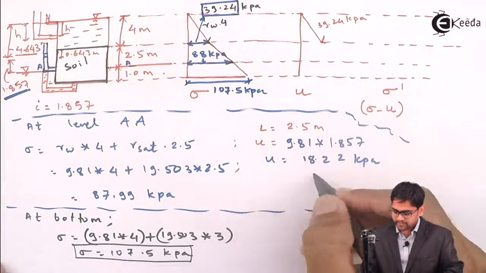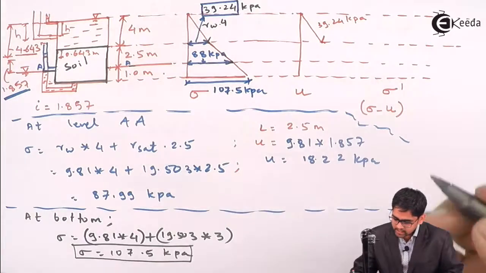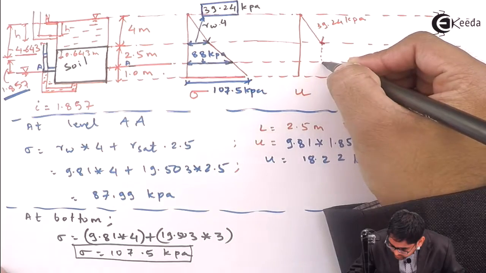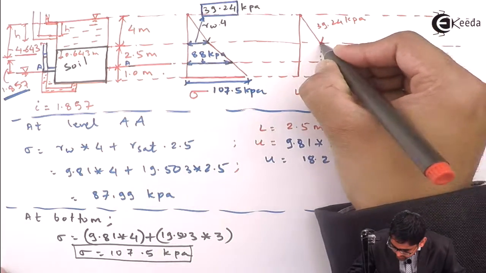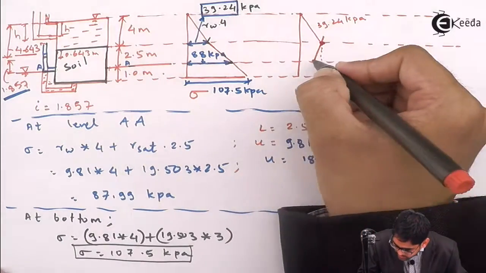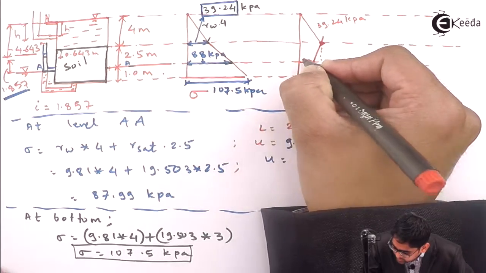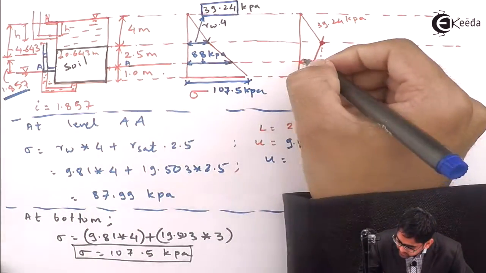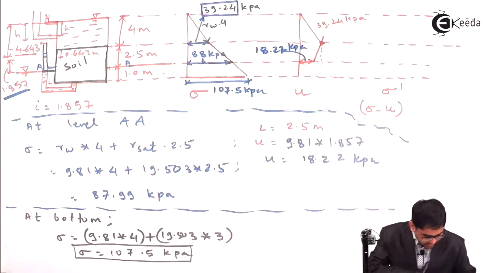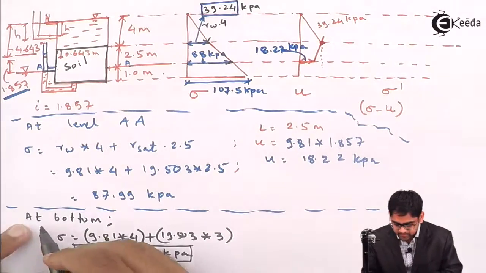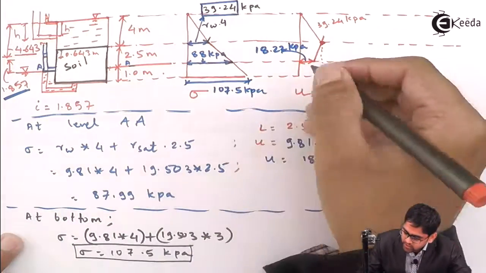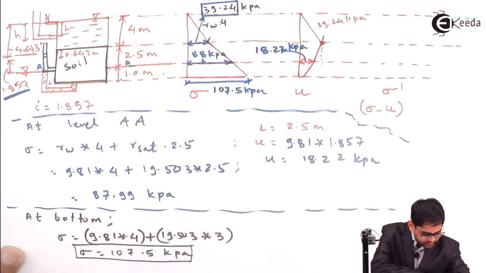So therefore at level AA you get the pore water pressure, so that means if this is 39.24, it will get reduced up to 18.22 kPa, because graphically if I want to draw it, it will be like this, 18.22 kPa. And again if I go to the bottom, it will be 9.81 into 1, so it will become only 9.81 pore water pressure at the bottom. I'll write it over here.